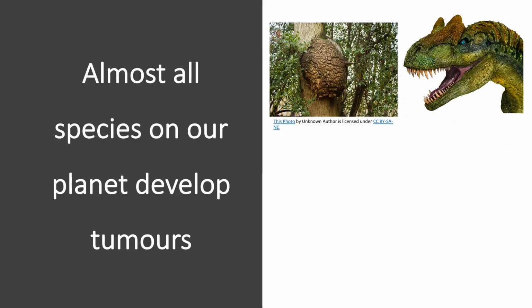Now, if you think about it, cancer is not uncommon at all. In fact, almost every known species on the planet develops tumors. Even plants develop tumors, as you can see in this canker that you see on the branch of this tree. Even dinosaur fossils have been found with tumors. Now here I would like to pause and ask you to think a little. Do you know of any species that doesn't develop cancer? There is one, just the one.